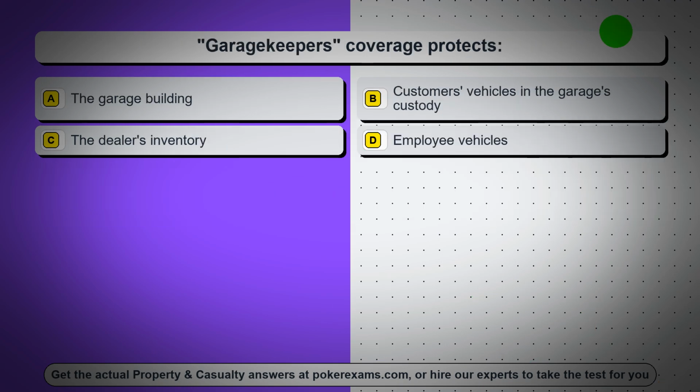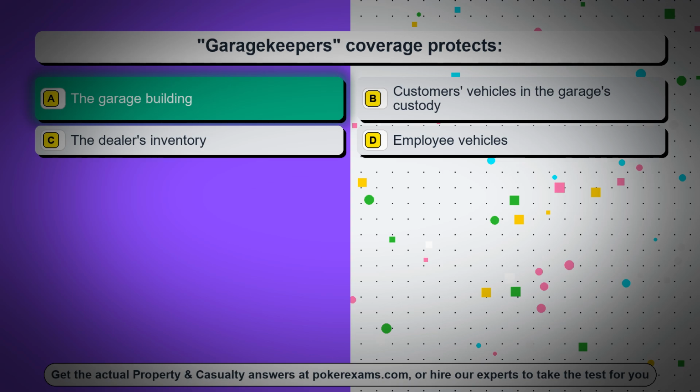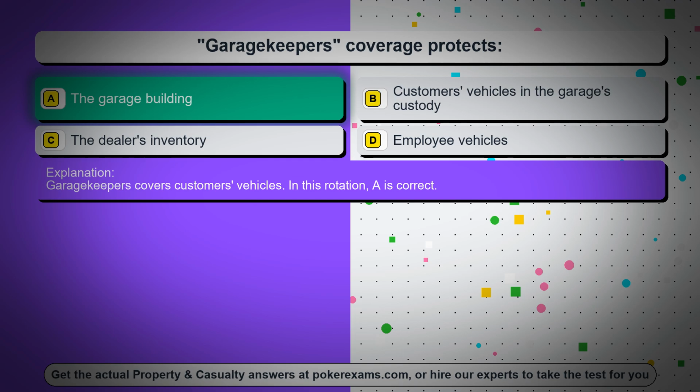Question 85. Garage keepers coverage protects: option A, the garage building; option B, customers' vehicles in the garage's custody; option C, the dealer's inventory; option D, employee vehicles. The correct answer is option A, the garage building. Garage keepers covers customers' vehicles. In this rotation, A is correct.